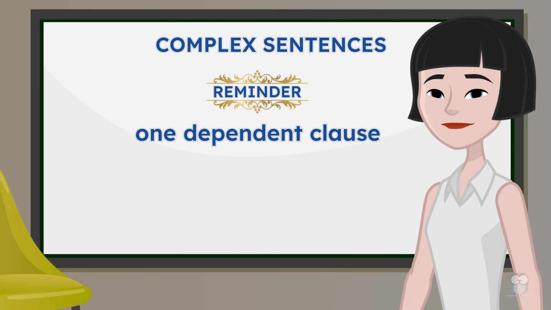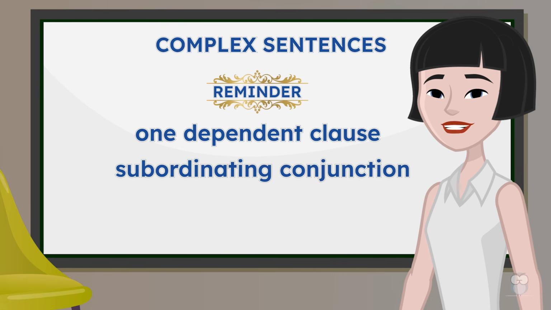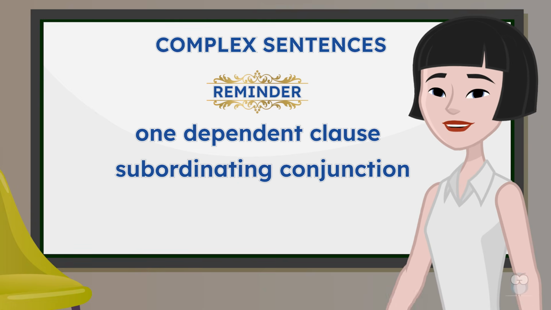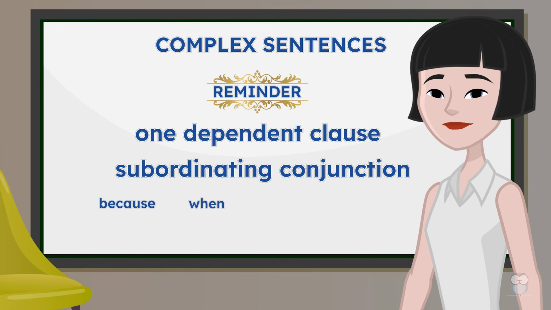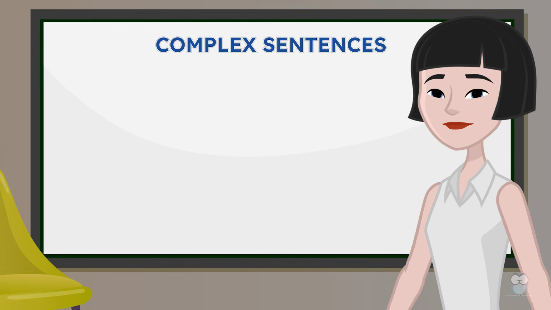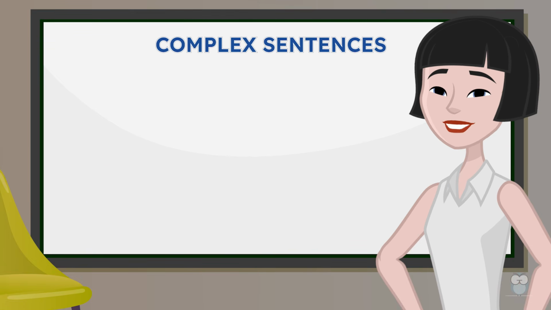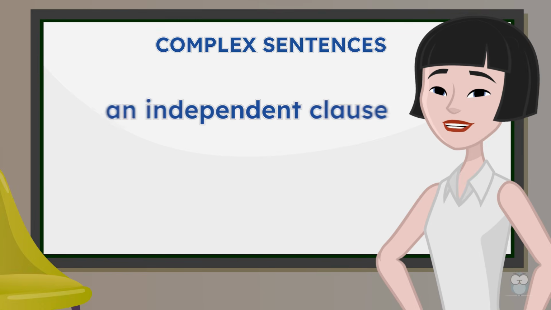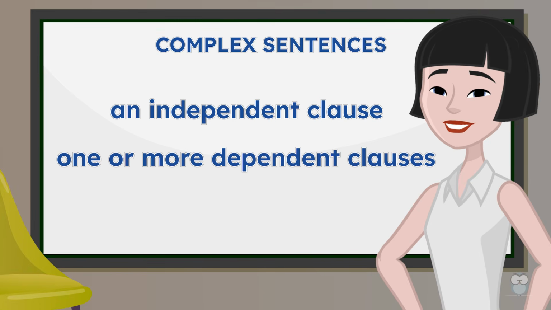Just a reminder, because a complex sentence has to have at least one dependent clause, that means the dependent clause will begin with a subordinating conjunction. Remember those? Words like because, when, although, and if. So keep an eye out for those subordinating conjunctions, since that will clue you in to where the dependent clause starts. Great! So to sum it up, complex sentences consist of an independent clause and one or more dependent clauses.